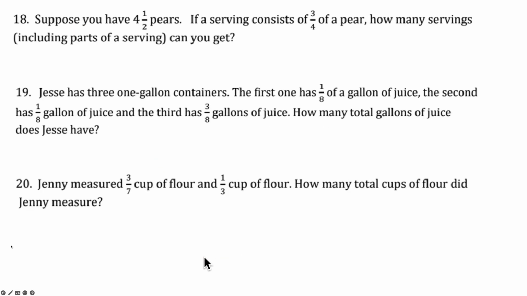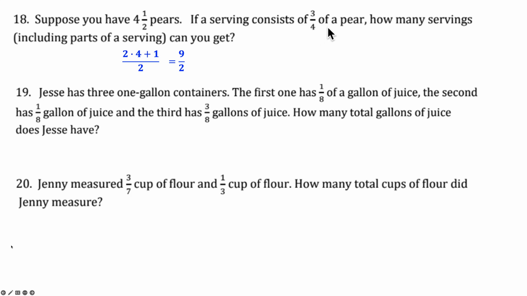18. Suppose you have 4.5 pears. If a serving consists of 3/4 of a pear, how many servings, including parts of a serving, can you get? Okay, so before we can work with a mixed fraction, we got to change this to an improper fraction. Take the denominator, multiply to the whole number, and add it to the top. So 2 times 4 is 8 plus 1 is 9 halves.